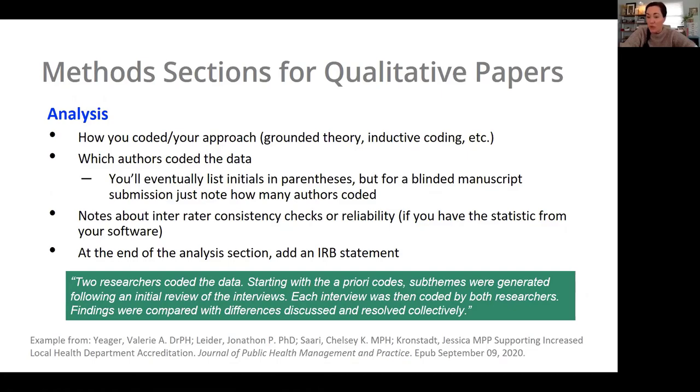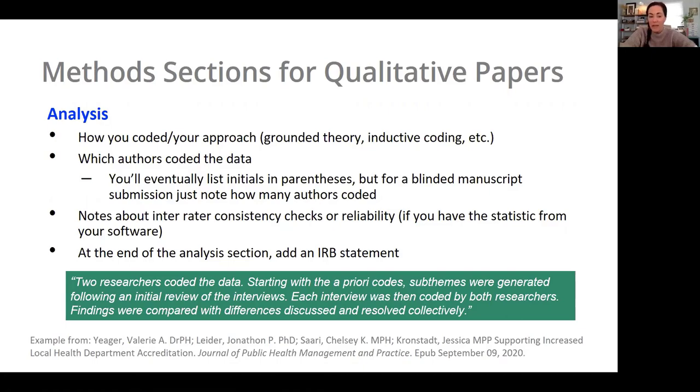2 researchers coded the data, starting with a priori codes or codes that were identified in advance. Sub-themes were generated following an initial review of the interviews. Each interview was then coded by both researchers. Findings were compared with differences discussed and resolved collectively. So in this statement, I'm implying that we had 100% agreement because if we differed in how we coded, we discussed it and came to an agreement about it.